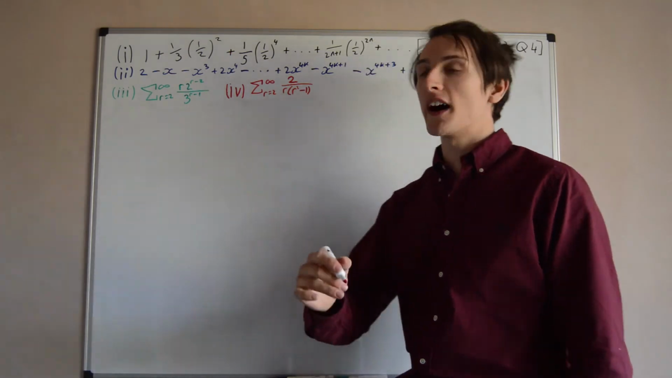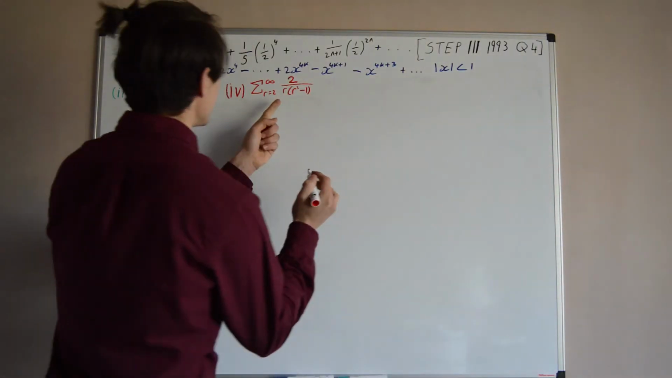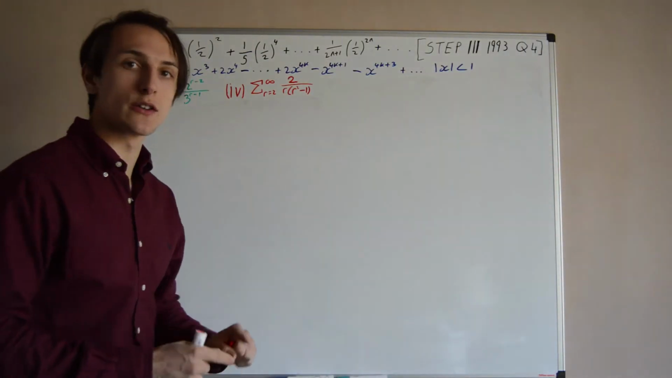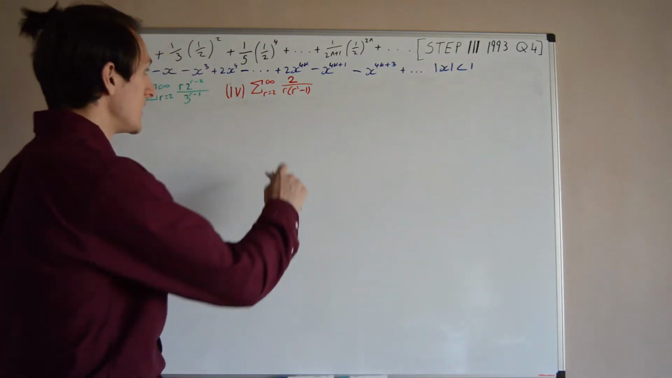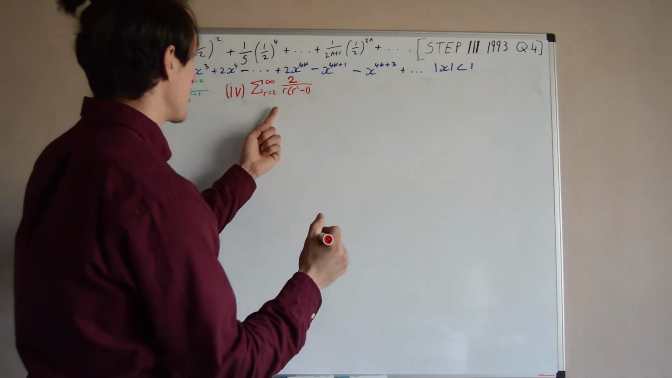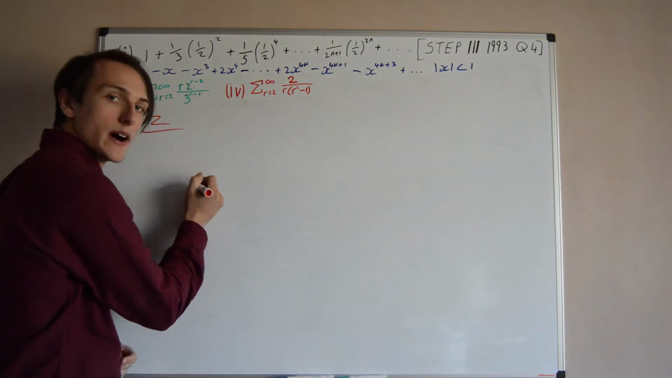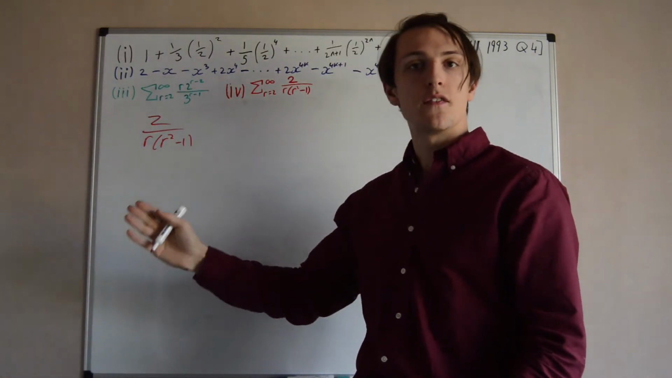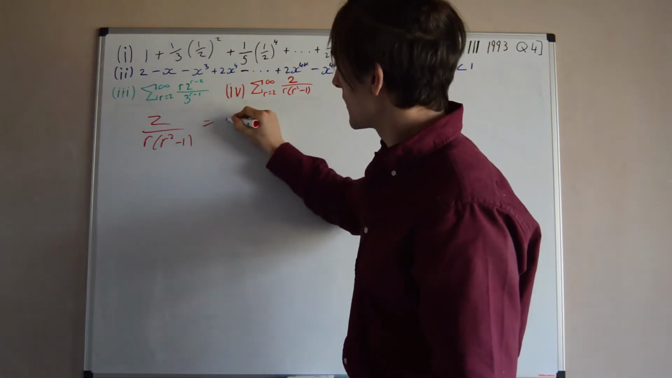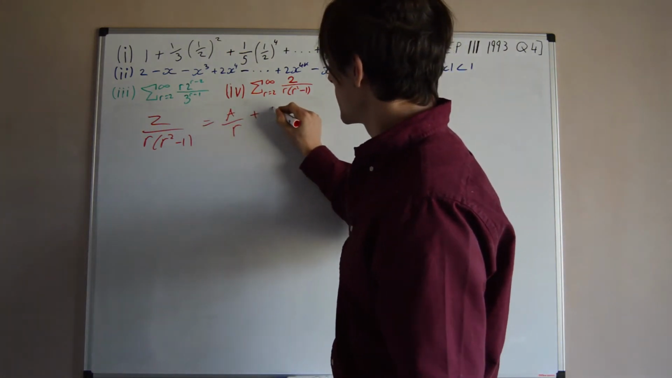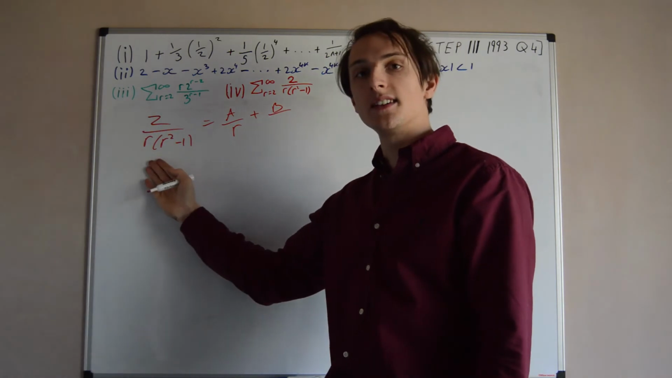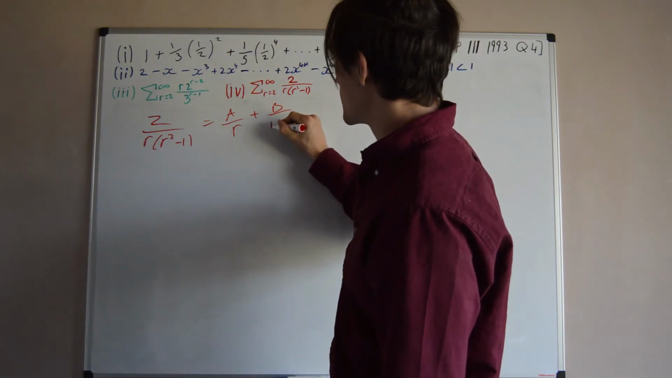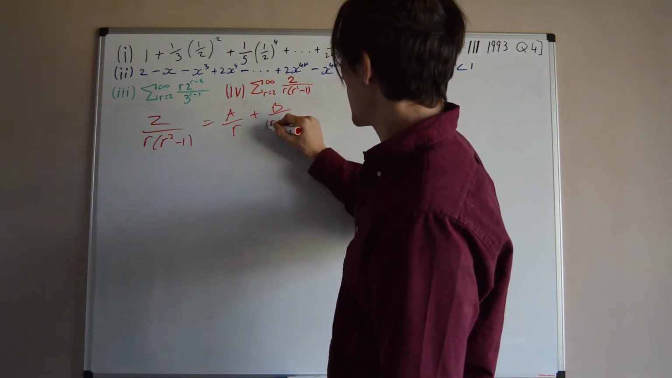Okay, so let's get on to the final part, part 4. We have this infinite series, and as I said at the start, you want to look for geometric, partial fractions, telescoping. This to me screams partial fractions. So I want to rewrite 2 divided by r times r squared minus 1 in the form a over r plus b over, we see here this is the difference of 2 squares, so I want to write this as b over 1 plus r.